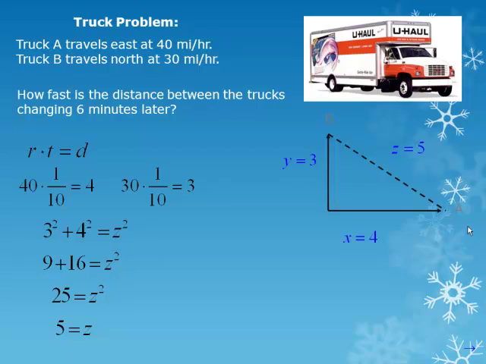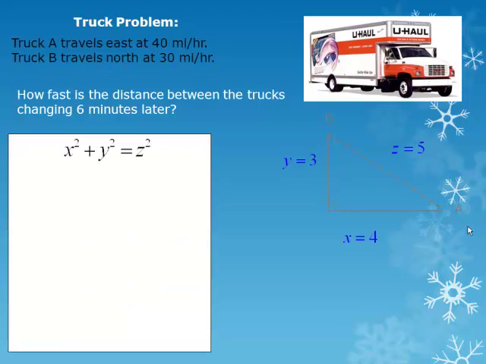But what is it that we're trying to find? We're trying to find how fast the distance between the trucks is changing. We're not trying to find the distance between the trucks. We know the distance is 5 between the trucks, but we're trying to find how fast. So that would be the rate. Well, I have a relationship between the trucks, right? x squared plus y squared equals z squared. Well, since I have a relationship between their variables, do I have a relationship between their rates? Yes, we just find the derivative.